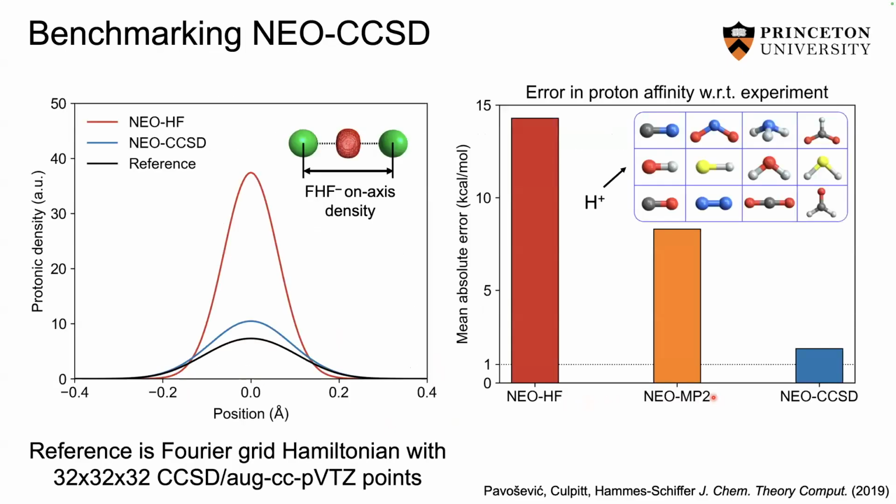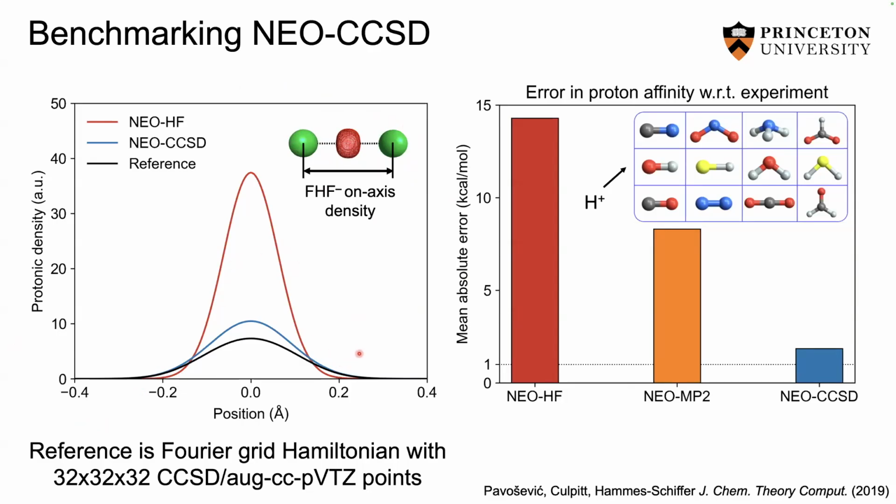So this is a few benchmarks to give us an idea of how well coupled cluster theory works in the context of NEO. The one on the left is a simple molecule, FHF minus, where it's just two classical fluorine atoms with a quantum nucleus, a quantum hydrogen in between them, and we can plot the nuclear quantum density of this proton. We do this in 3D, and then if we take a slice along the bonding axis, we can plot it here.